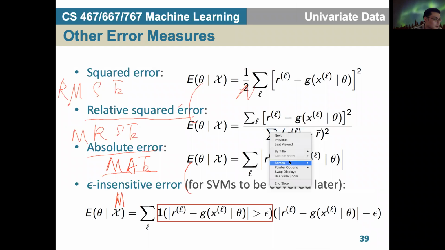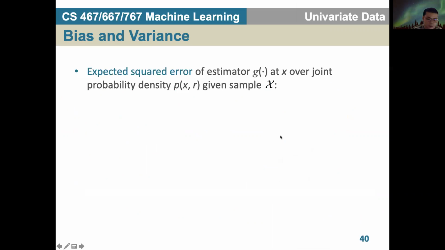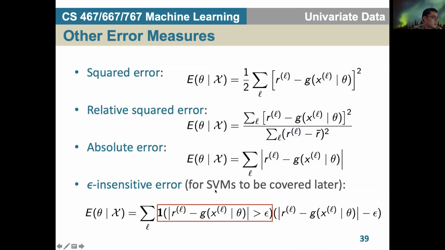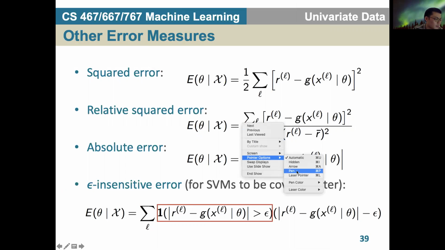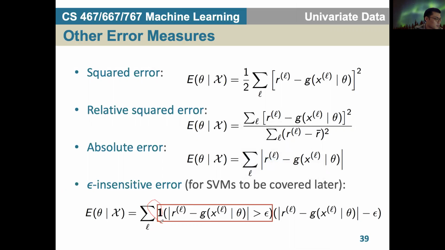Okay. So, the last error is called epsilon-insensitive error. Why do we need this error, or what is it talking about? This is an indicator function, meaning if your condition here is met, it will be 1. Otherwise, it will be 0.